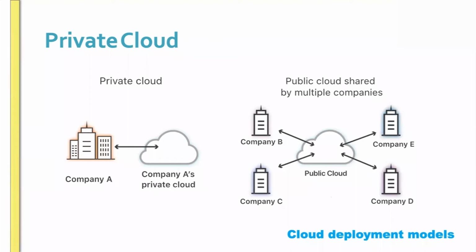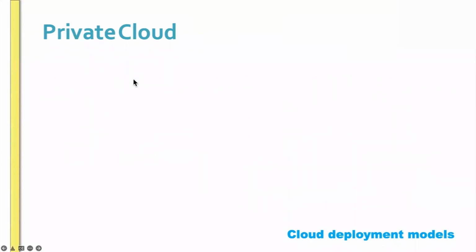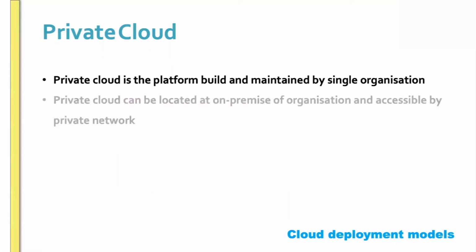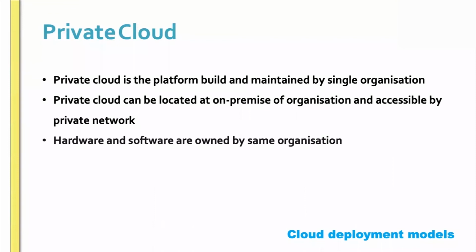There will be security compliances. Security you can achieve in public cloud also, but company policies will prevent them from hosting in public cloud. So such organizations can go for private cloud. Private cloud is the platform built and maintained by a single organization. It will be located in their premises itself, within their network. Hardware and software are owned by the same organization.